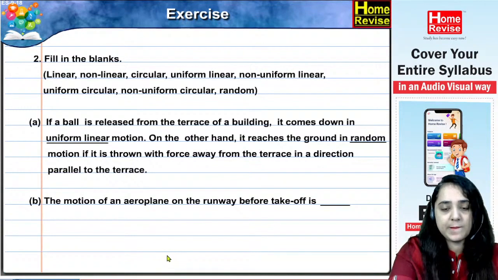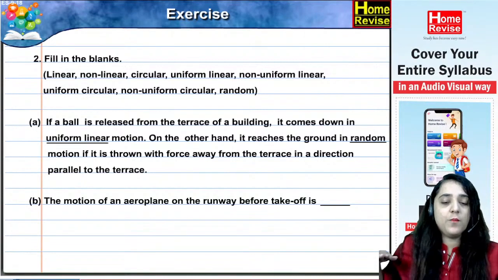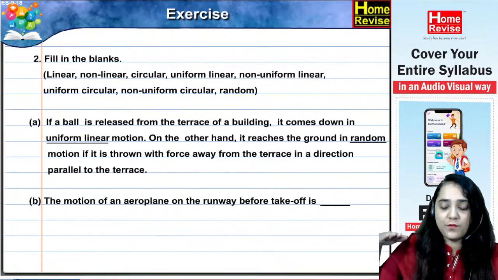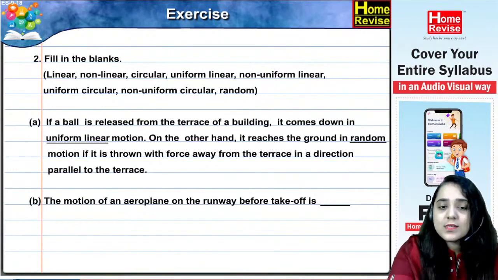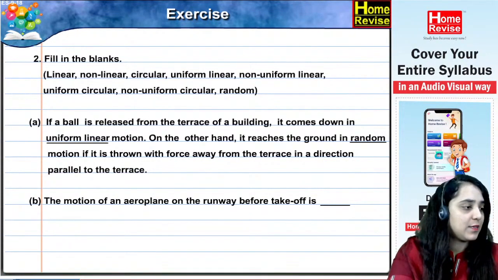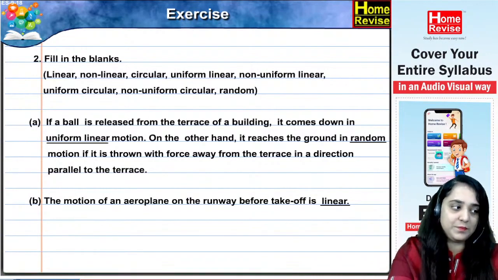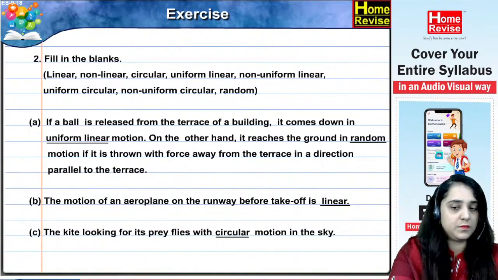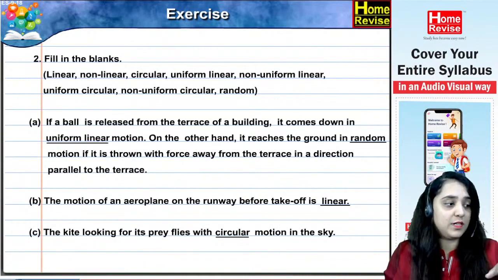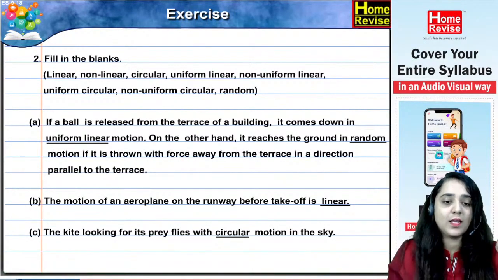B. The motion of an aeroplane on the runway before takeoff is dash. So what is the motion of the plane when it is going on the runway to take off? Answer: linear. C. The kite looking for its prey flies with dash motion in the sky. Answer: the kite looking for its prey flies with circular motion. Now this kite is a bird, not the kite flown as a toy.